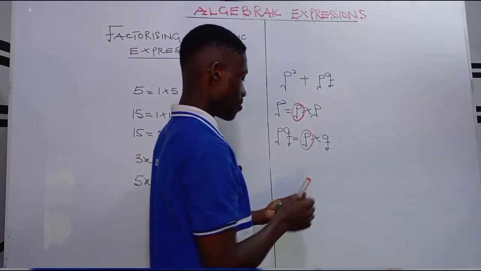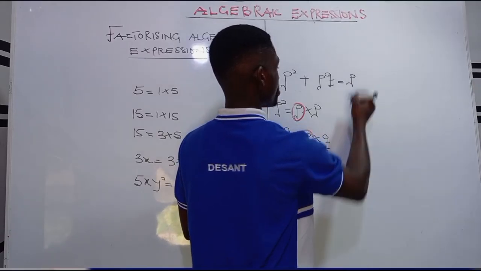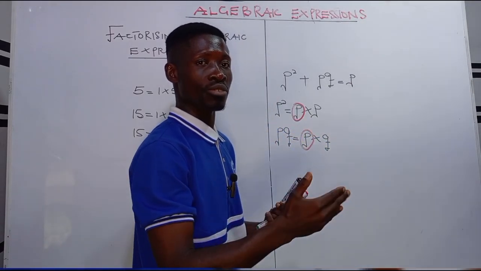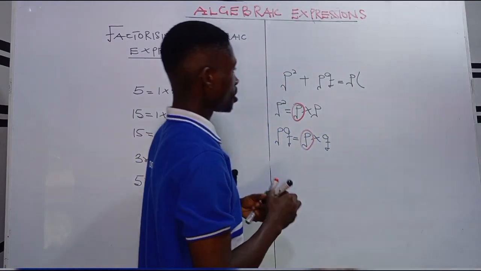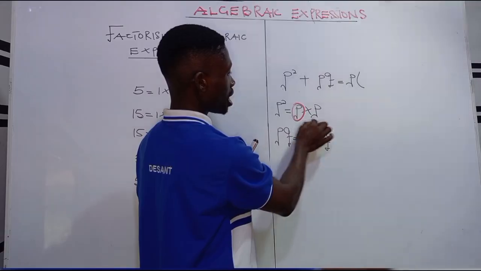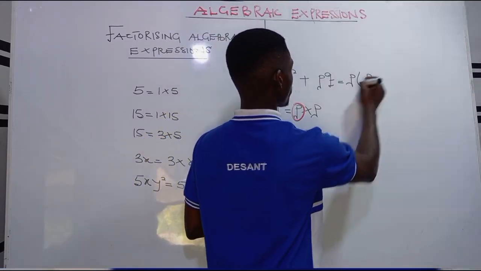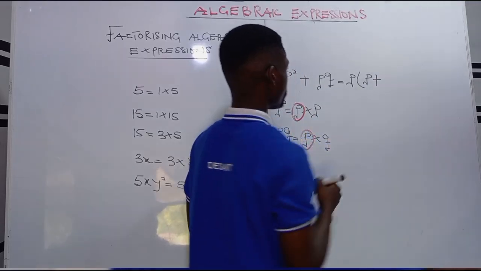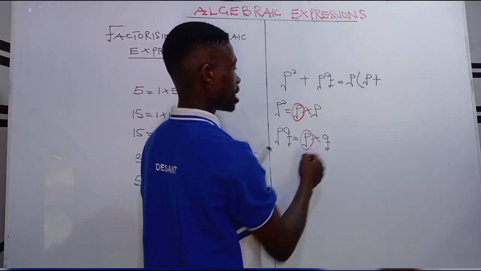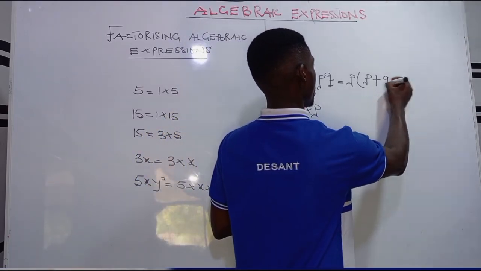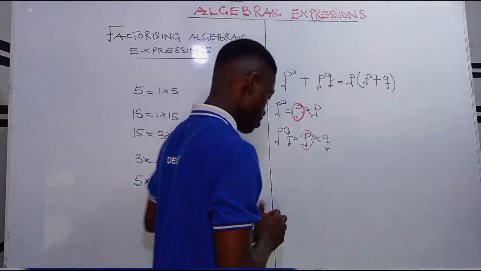So after finding the common factor, we bring it out, and then we write the rest of the factors in a bracket. So we have brackets. After bringing this p out, we are left with p in this term. So we have p, then we have plus. Now when we go to the pq, after bringing this p out, we are left with what? q. So we write it here. And that is that. Let's take another example.